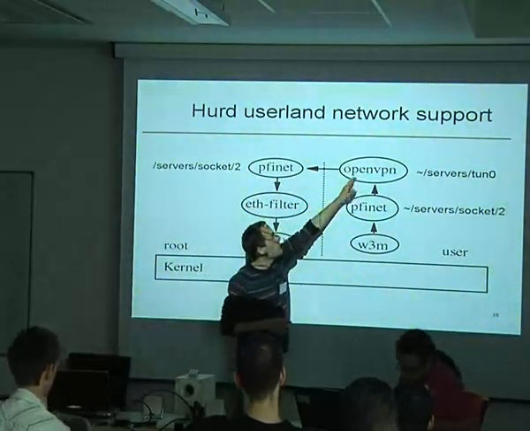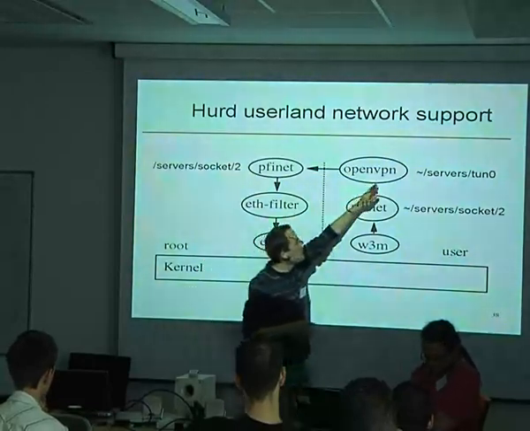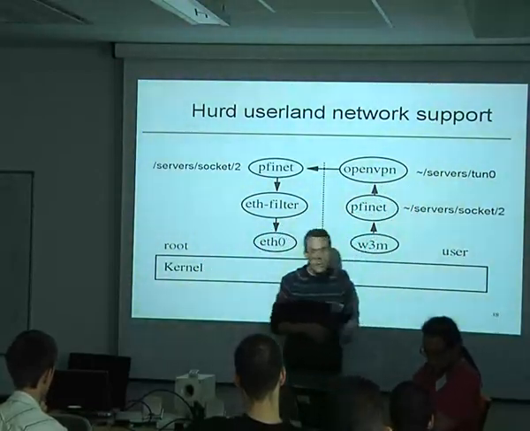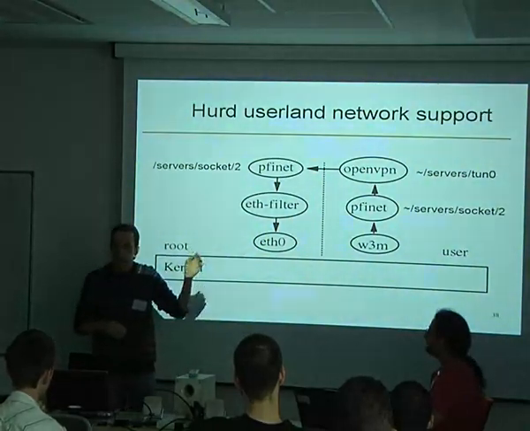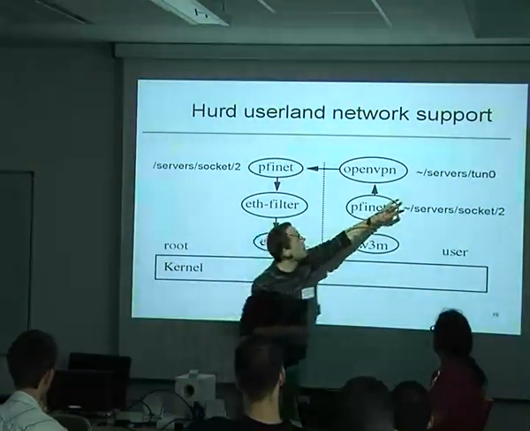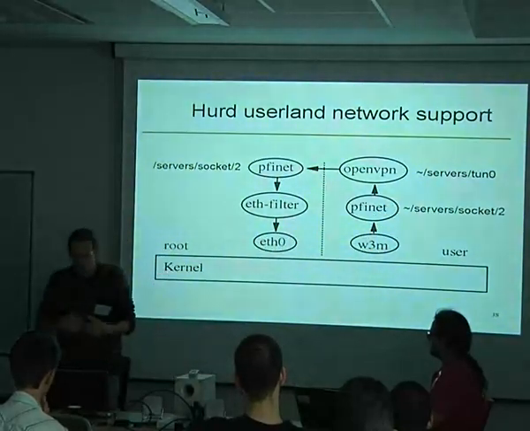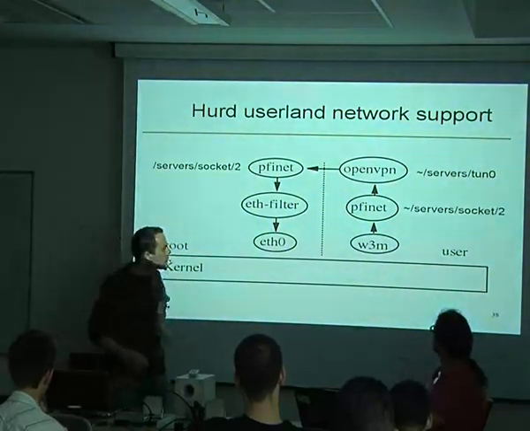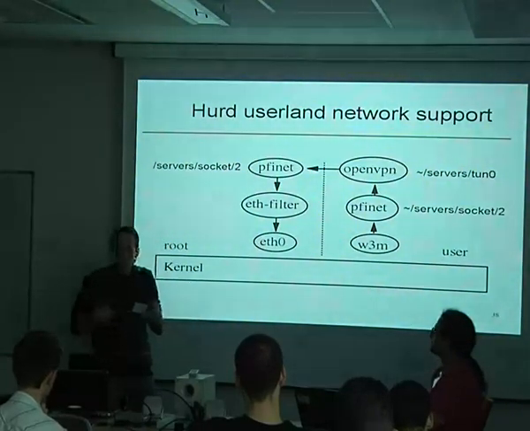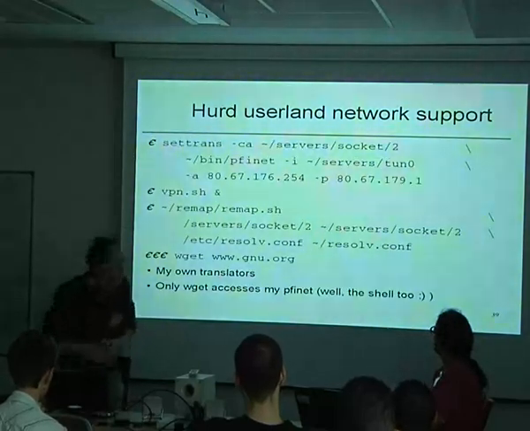And more than that, we have PFINet here. I start OpenVPN on this to establish a connection with the VPN, and this is exposed as a tun device in my home as a user. Then I tell PFINet, go open this and expose this as a socket for me. I can provide access to this to other users or not, as I wish. So how do we do that?